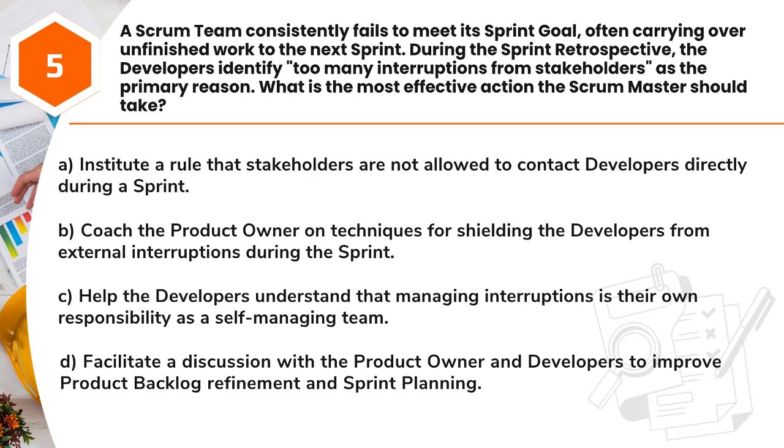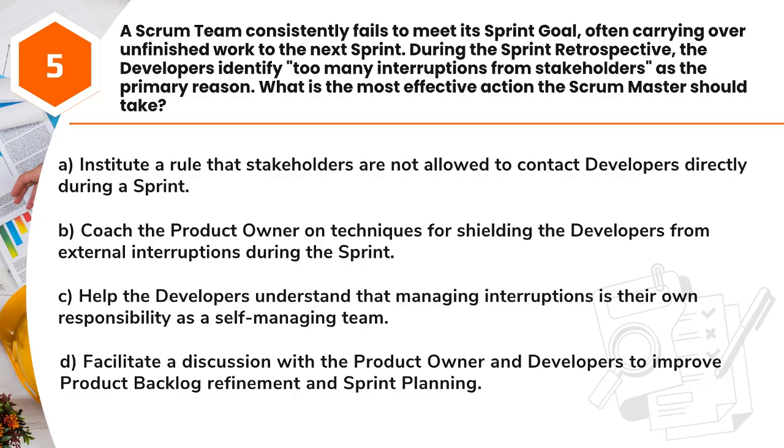Question 5. A Scrum team consistently fails to meet its sprint goal, often carrying over unfinished work to the next sprint. During the sprint retrospective, the developers identify too many interruptions from stakeholders as the primary reason. What is the most effective action the Scrum Master should take?